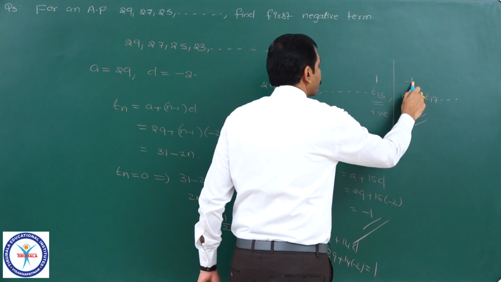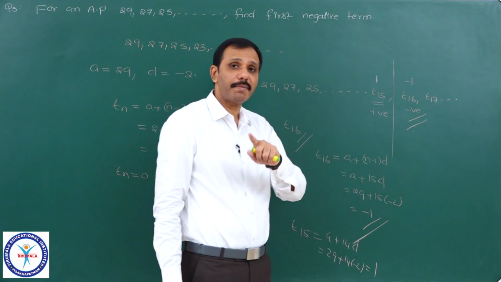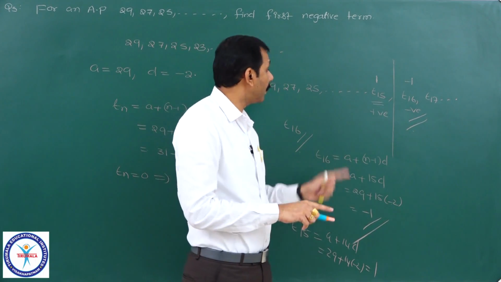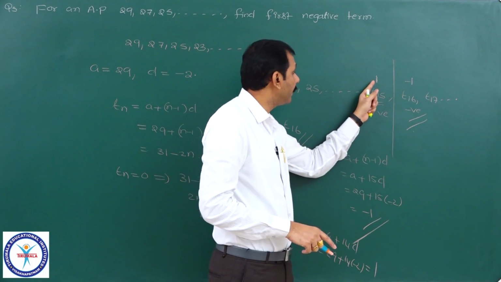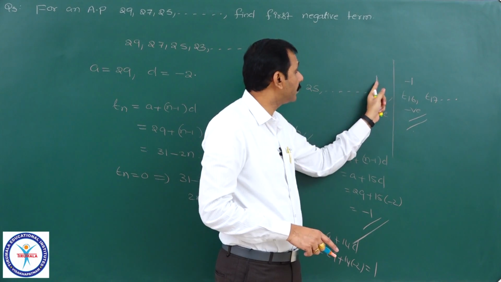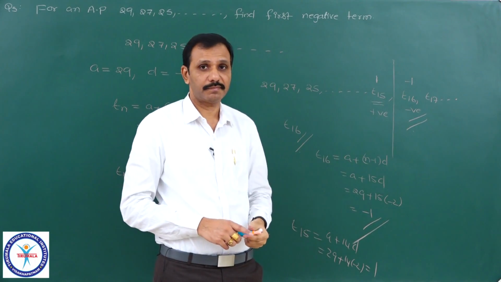Here it is minus 1. Meaning T 15.5 equal to 0 means it is not a member of this sequence, but between this term 15 and this term 16, 0 will be there in between.